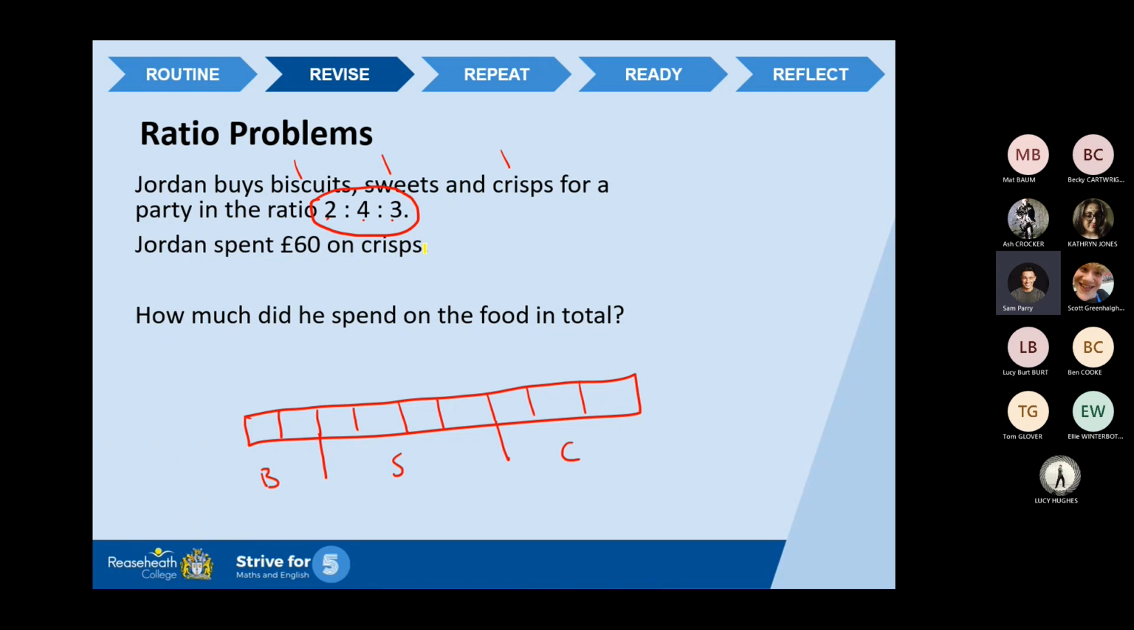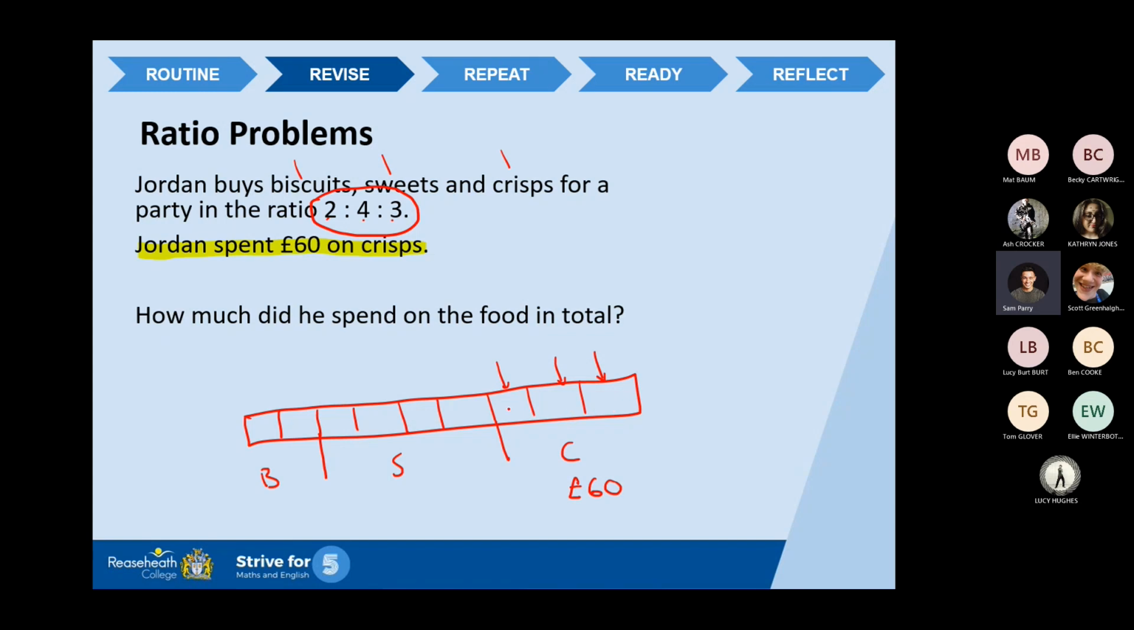I need to use this vital piece of information here to help me answer the question. Jordan spent £60 on crisps. So £60 on crisps. You'll notice that I put the £60 only next to the crisps. The aim of the bar method is to work out what goes into one of these boxes, because what goes in one of them goes in all of them. So 60 is represented by 3 boxes.